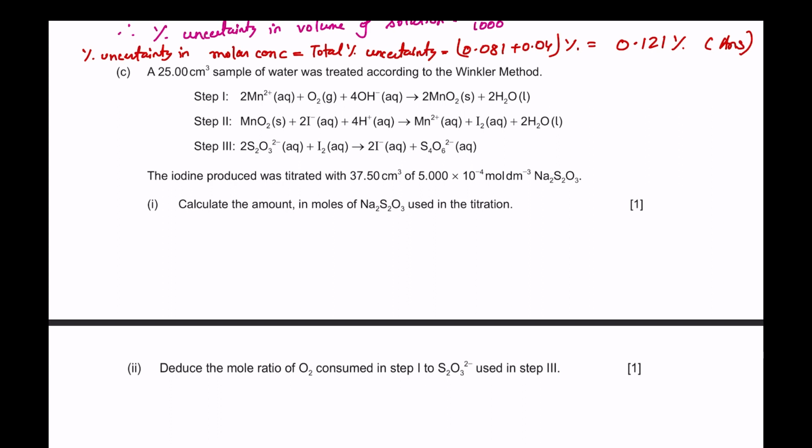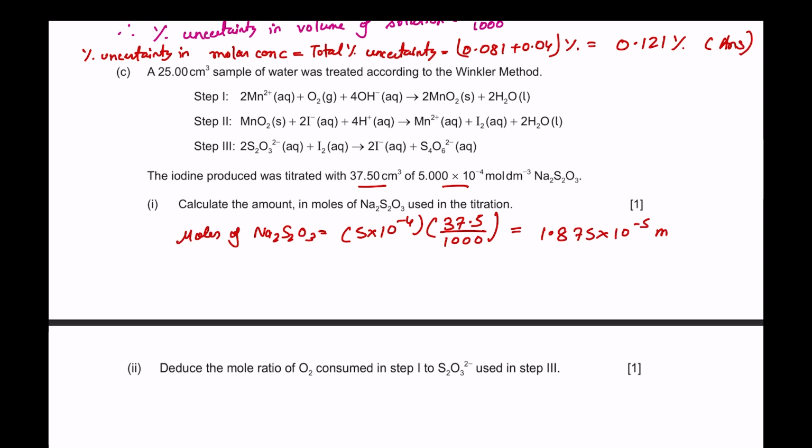So let's do it. Moles would be concentration times the volume, and we have to change the volume to dm³. So from here, if you simplify this, you'll get 1.875 times 10 to the power minus 5 moles.